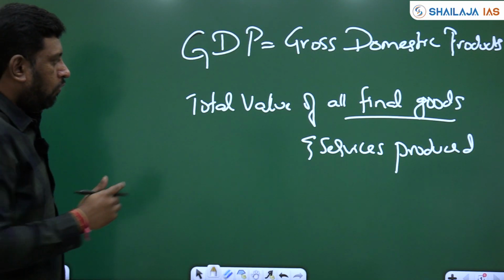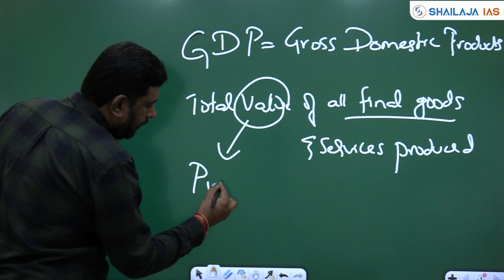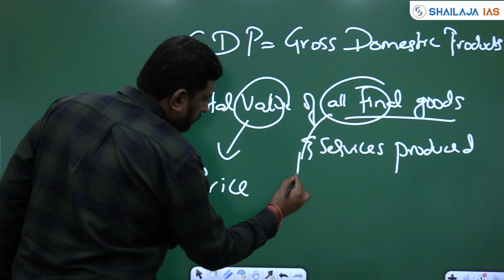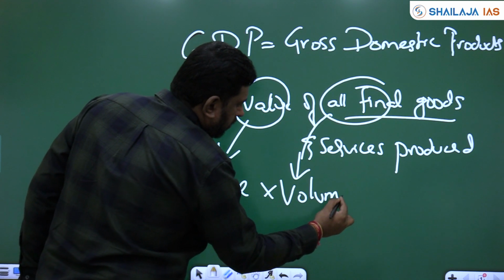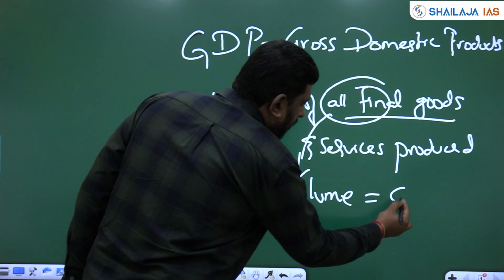Okay, so what do you mean by total value? It means there is a monetary value or price associated with all the final goods and services, multiplied by the volume part of it, right? So that is going to give you the total GDP.